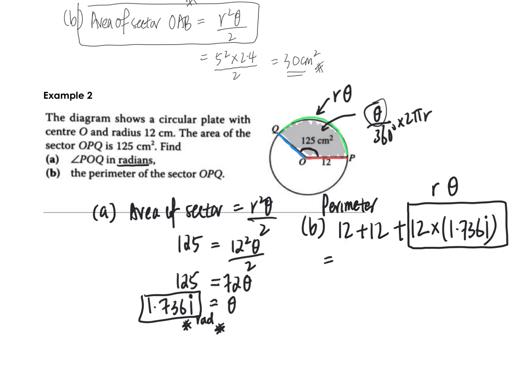So final answer is 44.83 with a dot. If it's exact, you can leave it. But if you round off, it is fine as well. Okay, so every formula, the method is all the same. It's just that now you're operating in radian mode.